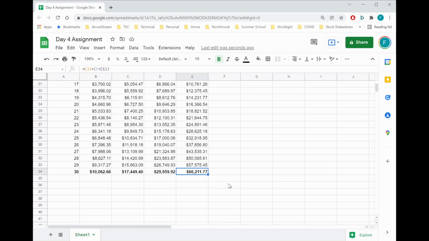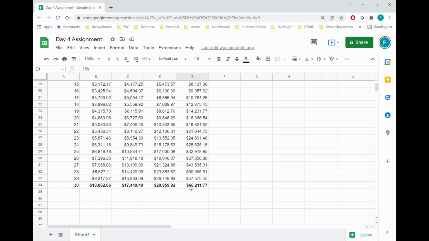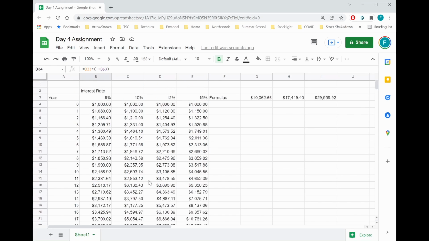Holy moly, $66,000. That's over 600% of what you would get at only 8% interest. We didn't quite double the interest rate, but we much more than doubled the return. Matter of fact, it went up over sixfold compared to what we would have gotten at 8%.